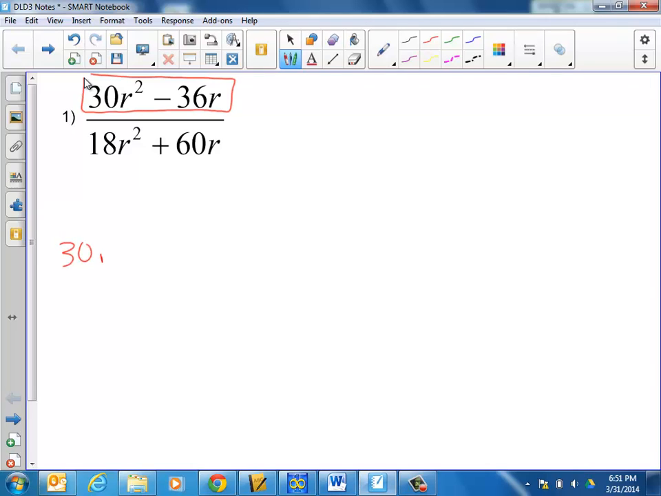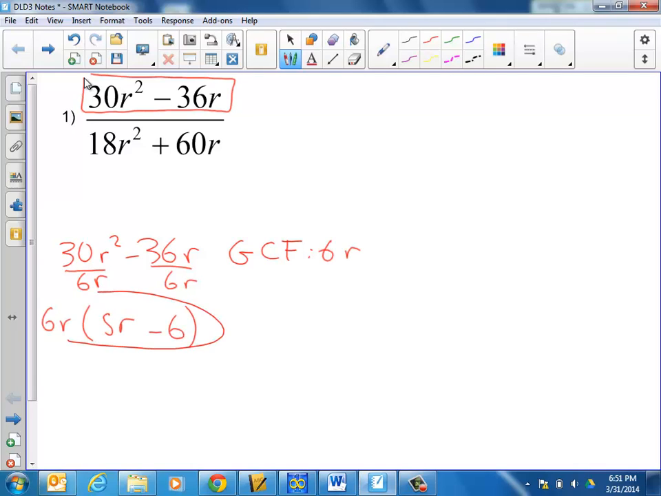So let's write this out. We've got 30r squared minus 36r. For the GCF, look first at the 30 and the negative 36. What's the biggest number that divides into both of those? Well, 6. And we have a common r to both of those terms. So pulling out the 6r in front, we are left with 5r minus 6. All right, so we'll circle this. That's important stuff. We're going to come back to that in just a second. All right, so we factored the numerator.